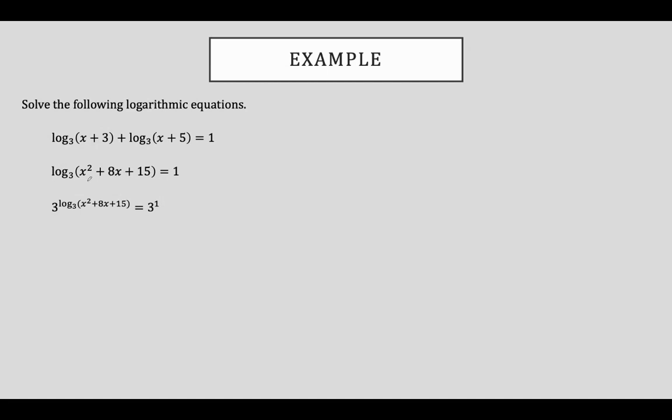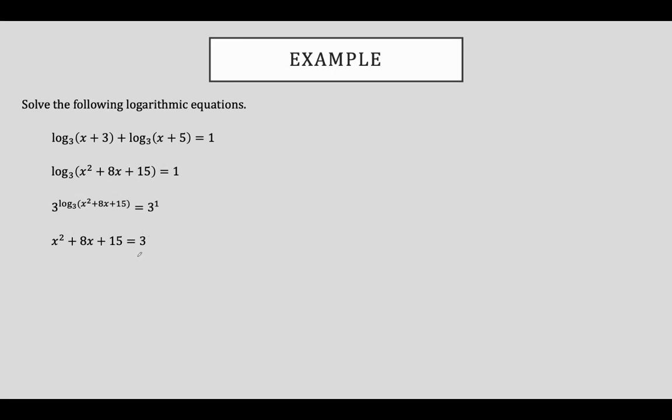Again, exponentiate means make an exponent. I make this whole left-hand side an exponent. I make this whole right-hand side an exponent. Well, because these are inverse operations of each other, exponentiating this log is going to cancel out that operation, leaving us with x squared plus 8x plus 15 on the left side is equal to 3. Yes, 3 to the first power is 3.